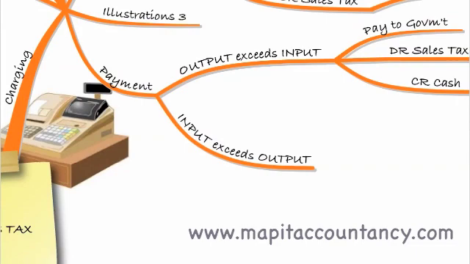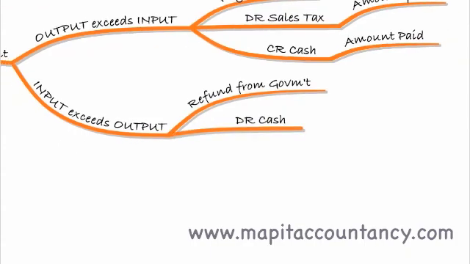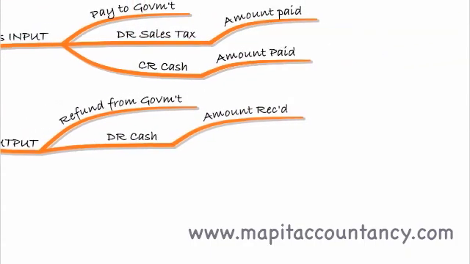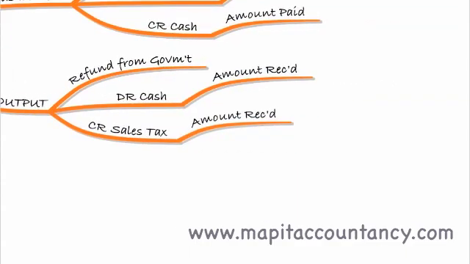If our input tax exceeds our output tax, i.e. the amount we had on our purchases was greater than the amount of tax on our sales, well that means we're going to get a refund from the government because we've paid too much sales tax. In that instance, we'll debit cash with the amount received, and we'll credit the sales tax account with that amount received, which effectively will be the balance on that sales tax account.